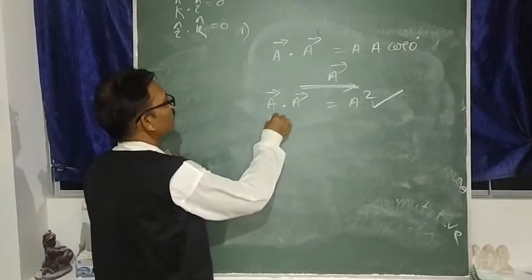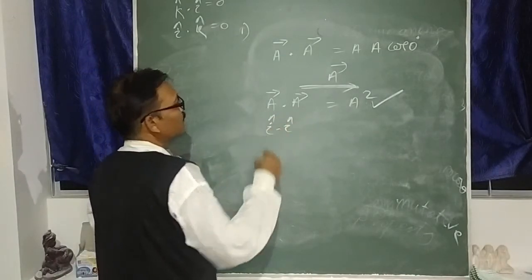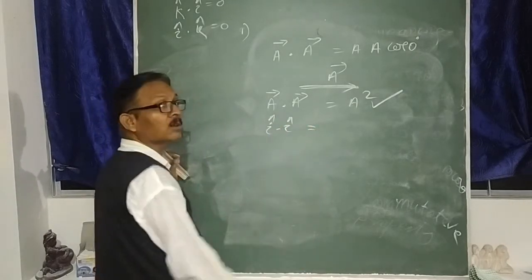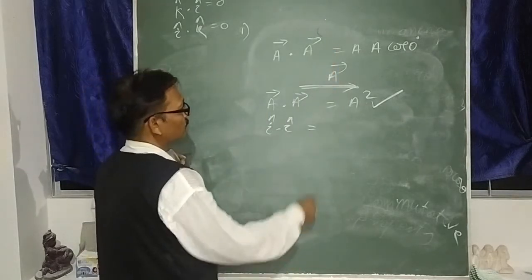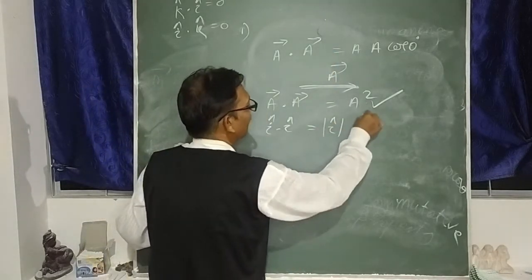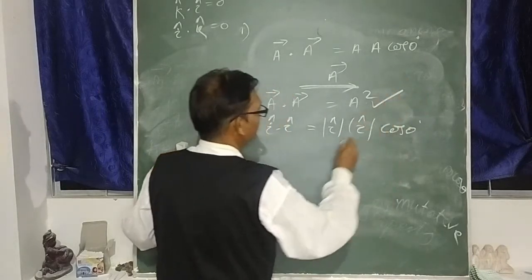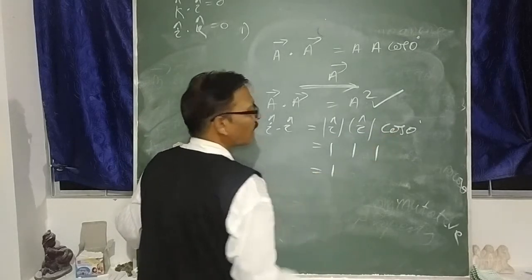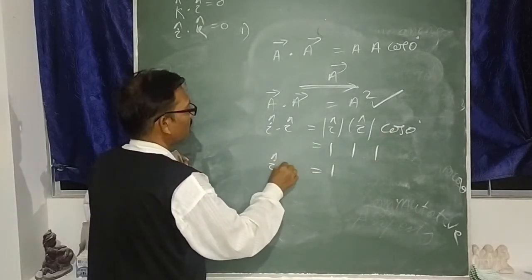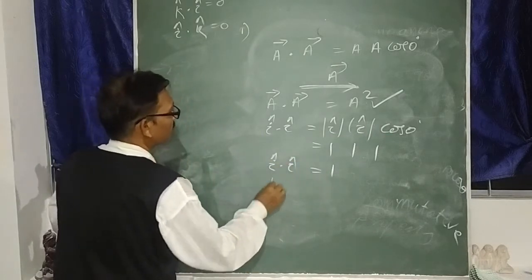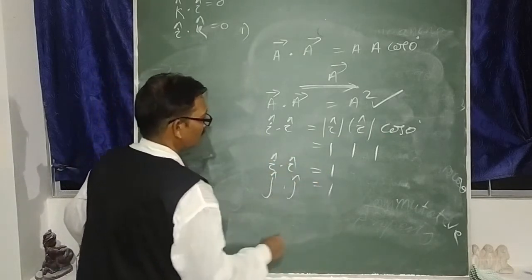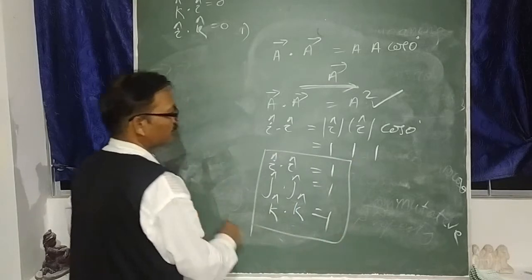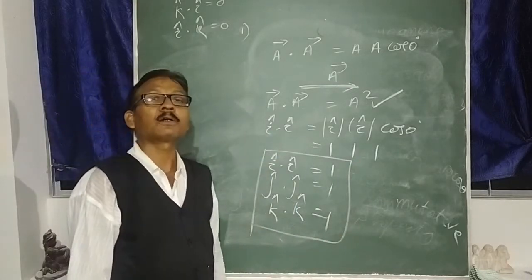Similarly come to I dot I, x axis unit vector with x axis unit vector. This is cos 0, and cos 0 means 1. So I magnitude cos 0, and the magnitude of a unit vector is 1. So I dot I is equal to 1. Similarly you can write J dot J is equal to 1, K dot K is equal to 1. This is most useful when two vectors are parallel or similar vectors.